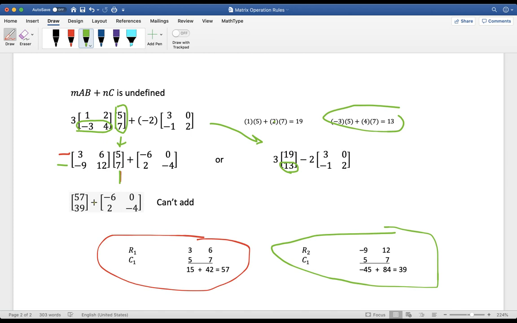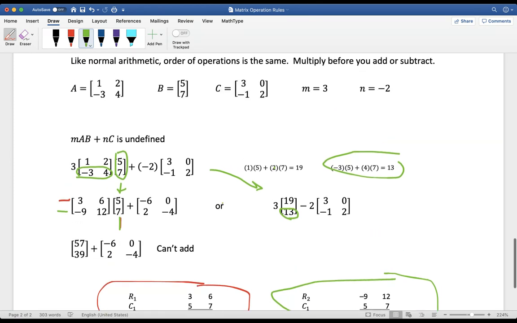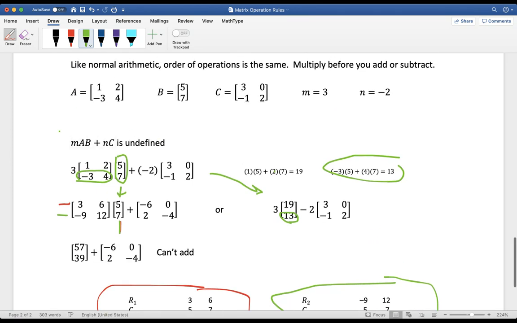But guess what? We can't add them. We did all that work for nothing, because when we get to this point, we can't add them because these two matrices are not the same size. So this expression is actually undefined.